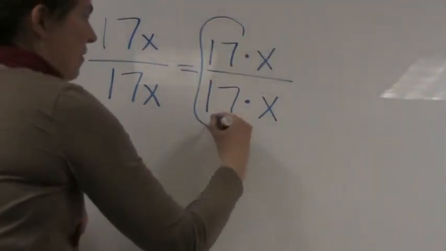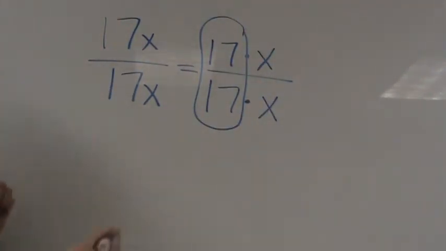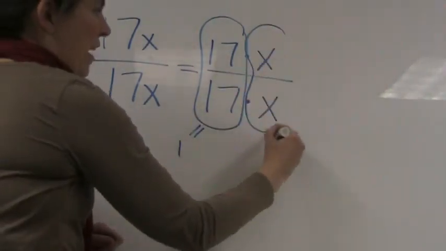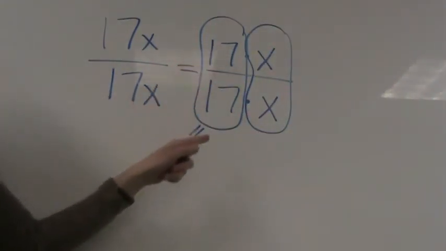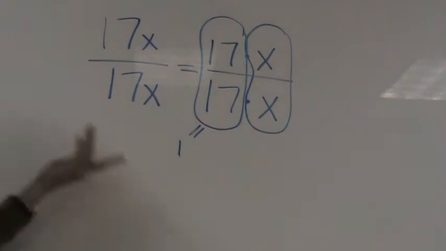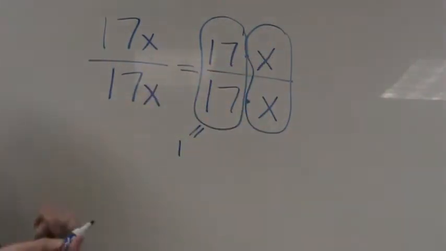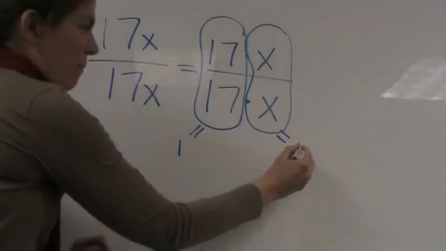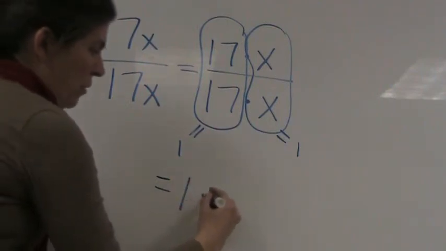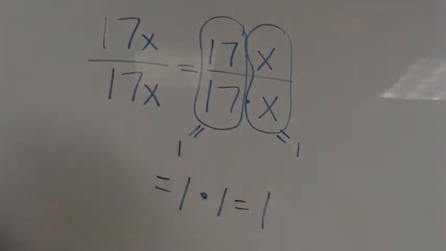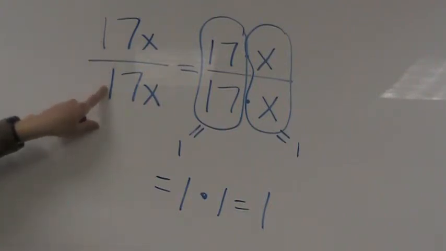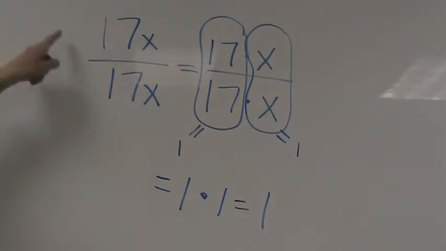I can look at this and say, well, 17 over 17, that's just another way of saying 1. And x over x, just like I said 17 over 17 was another name for 1, x over x is another name for 1 as well. So I'm left with simply 1 times 1, which is 1. So this fraction, 17x divided by 17x, I can simplify that to simply be the number 1.